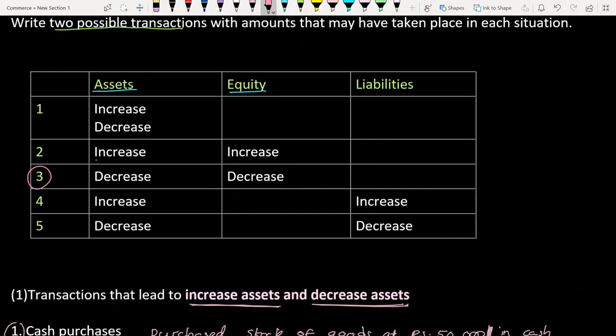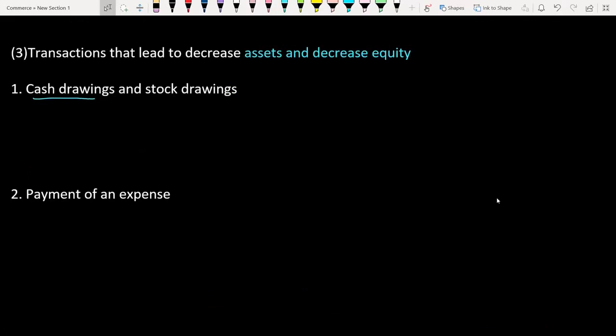The third situation is assets decrease and equity decrease. The exact opposite of second situation is the third situation. So what are the possible transactions? We can take two possible transactions here. Cash drawings and also stock drawings.